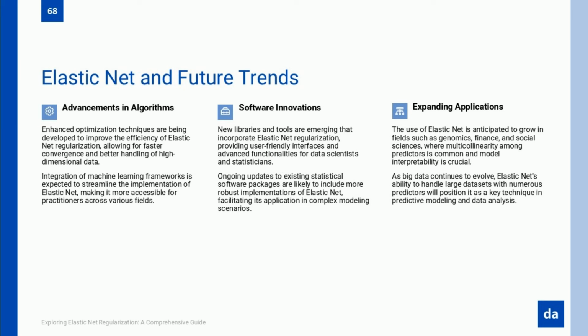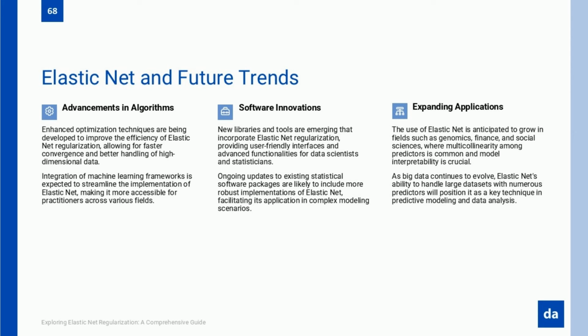ElasticNet is a powerful hybrid of Lasso and ridge regression, offering the best of both worlds. It performs automatic feature selection like Lasso while maintaining stability in correlated variables like ridge. This makes it particularly effective for high-dimensional datasets, where traditional regression models struggle with multicollinearity and overfitting.